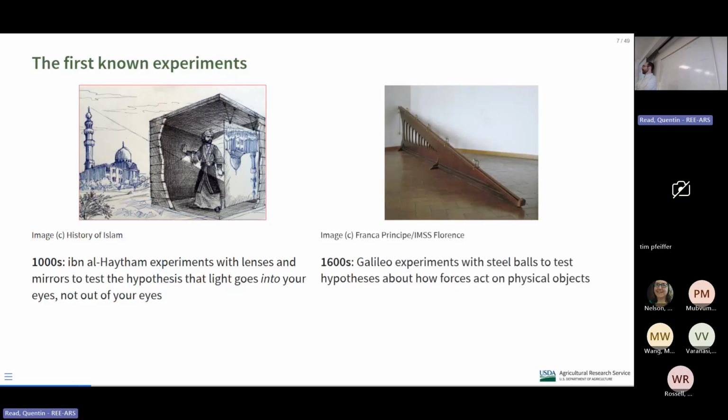Another landmark in the history of experimentation was in the 1600s in Italy, in Tuscany. Galileo, the physicist, used experiments that he set up, rolling steel balls down tracks of different slopes, to test his hypotheses about how forces act on physical objects, to upend the paradigm that had been around since the ancient Greeks.